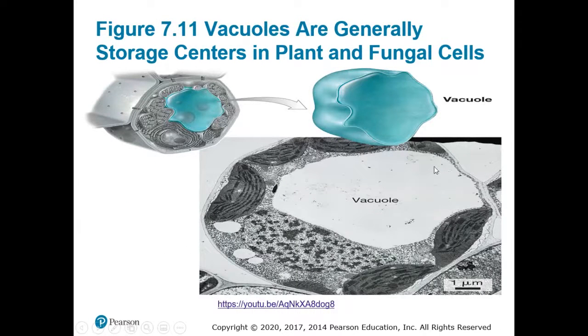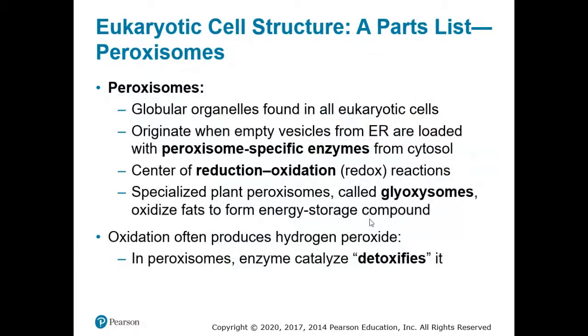Vacuoles in plants are larger than vacuoles in animal cells. Plants have a central vacuole, right, that stores water mostly and some nutrients. This is especially important in desert plants, right? Desert plants that need to store a lot of water must have a rather large central vacuole to be able to store all of that water and nutrients.